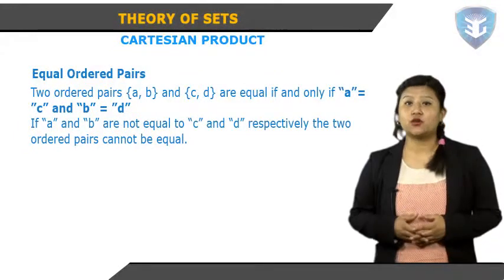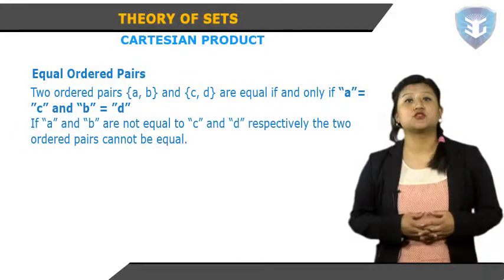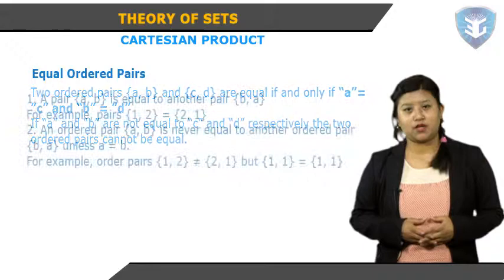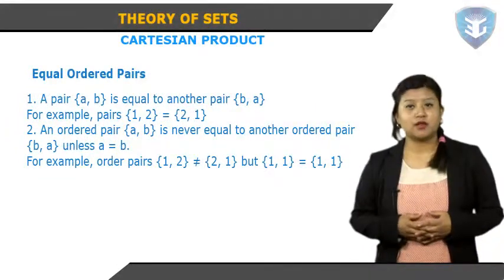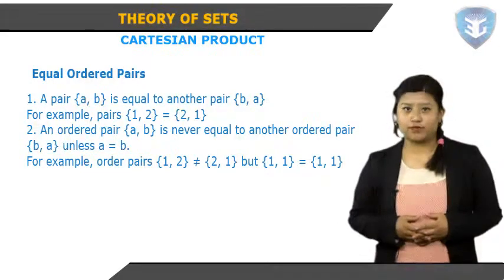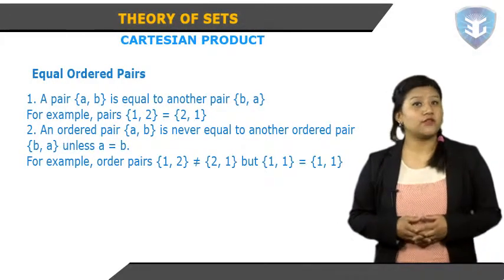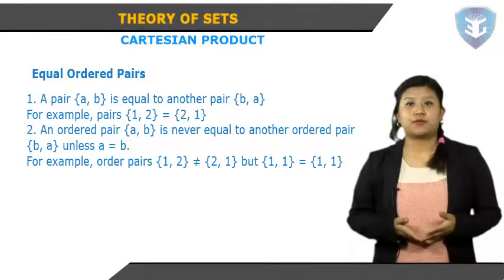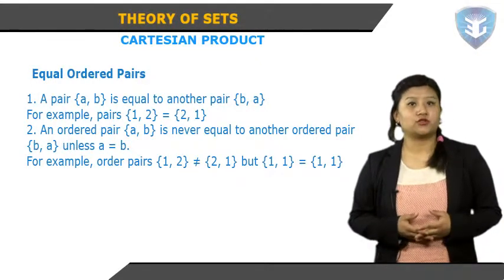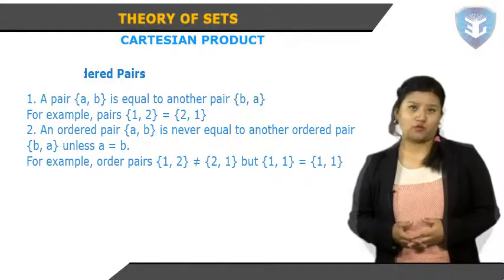If A and B are not equal to C and D respectively, the two ordered pairs cannot be equal. A pair (A, B) is not equal to another pair (B, A), for example pair (1, 2) is not equal to (2, 1). An ordered pair (A, B) is never equal to another ordered pair (B, A) unless A equals B. For example, ordered pair (1, 2) is not equal to (2, 1), but (1, 1) is equal to (1, 1).